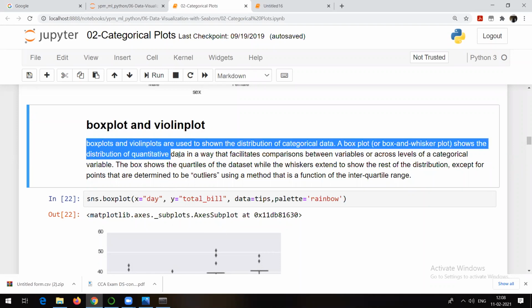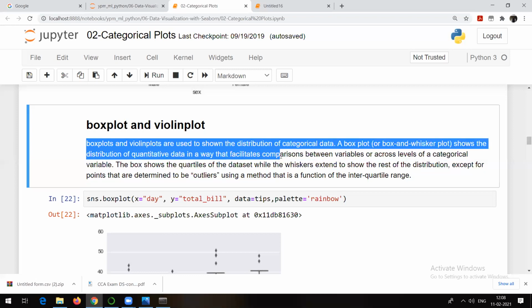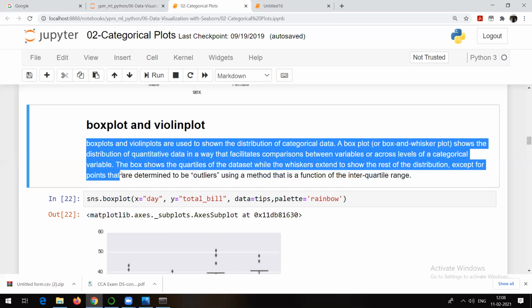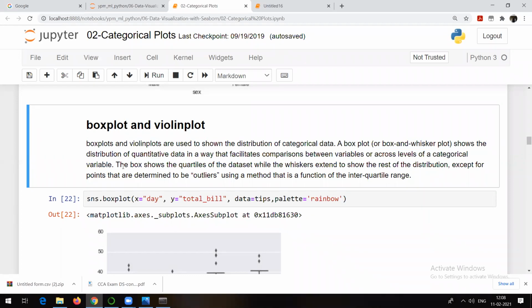Box plots and violin plots are used to show the distribution of categorical data. A box plot, also called a box and whisker plot, shows the distribution of quantitative data in a way that facilitates comparison between variables or across levels of categorical data. You will get the meaning of this once you see the box plot and understand everything about it. The box shows the quartiles: 25 percentile, 50 percentile, 75 percentile. They are called quartiles. A quartile divides data into 4 parts. Percentile divides data into 99 parts. Right? I hope you are aware of that.